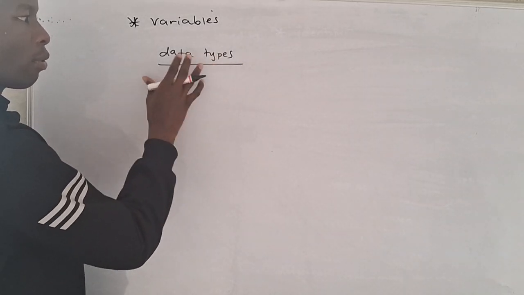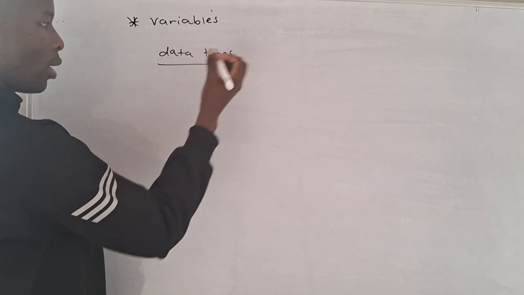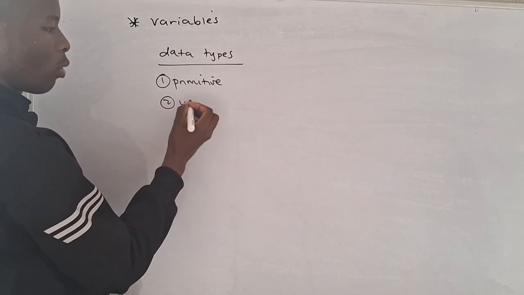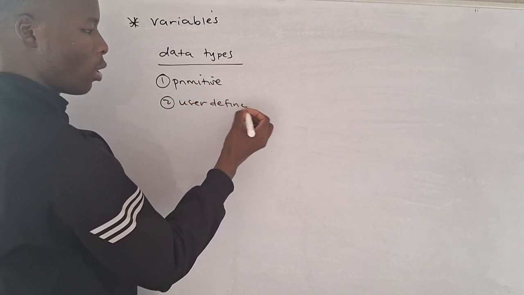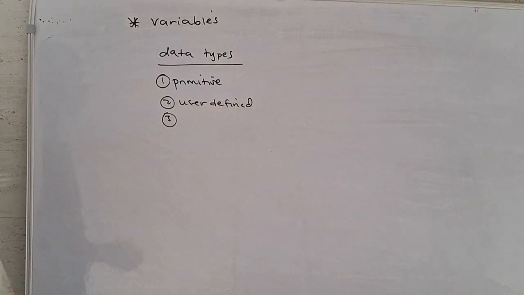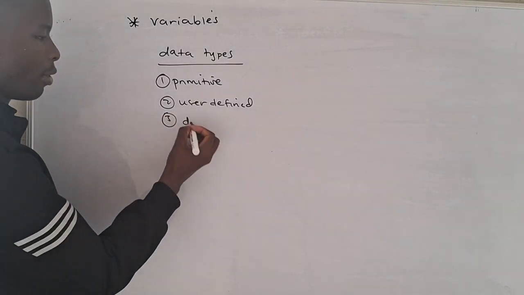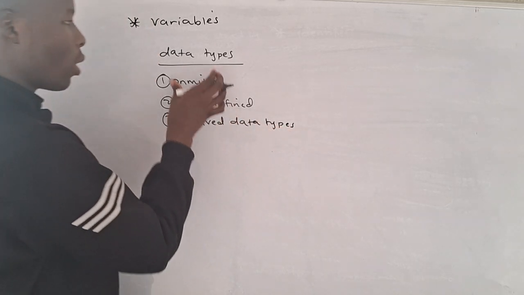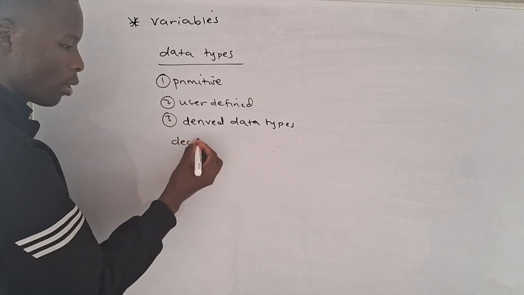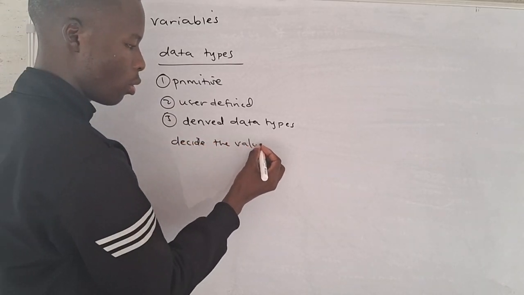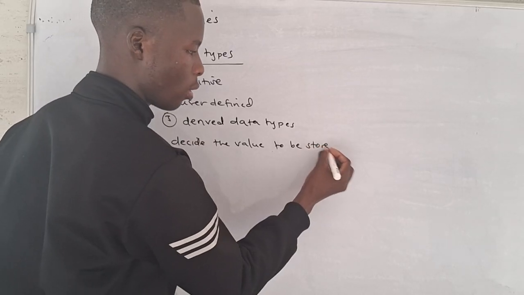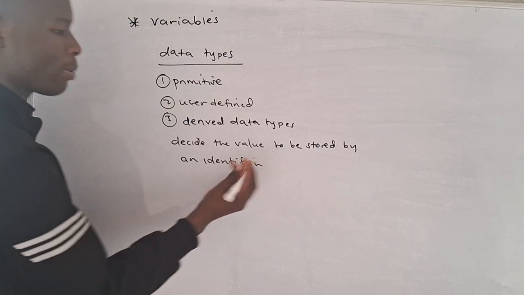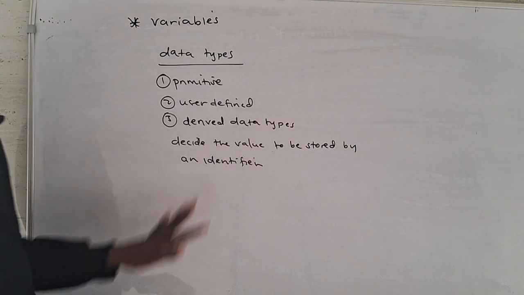So we have different types of data types. We have primitive data types. We also have user-defined data types. What else? We also have derived data types. Very, very important. These data types are going to decide the value to be stored by an identifier.